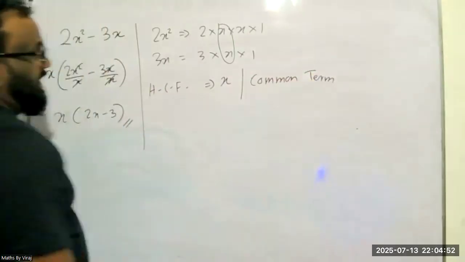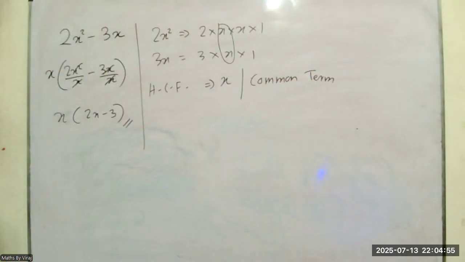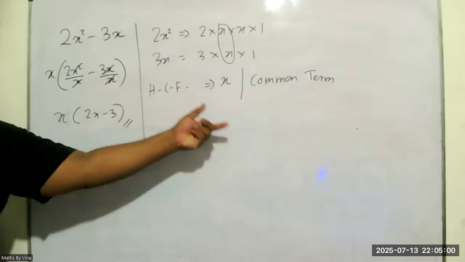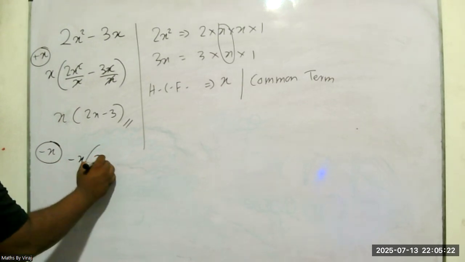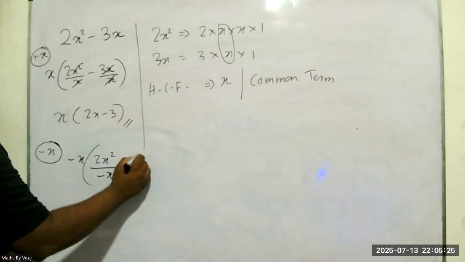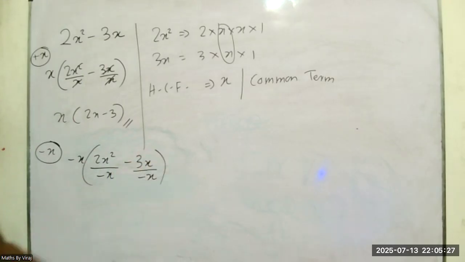If you can't understand, or if you do not know what the common term is, understand that it is the highest common factor of a given expression. Now here I have taken plus x out as a common term. This need not always be the plus term that you take out. We can take even minus x out as a common term. But whatever term you take out, all the terms that are originally there in the expression should be divided by the common term that you take out.